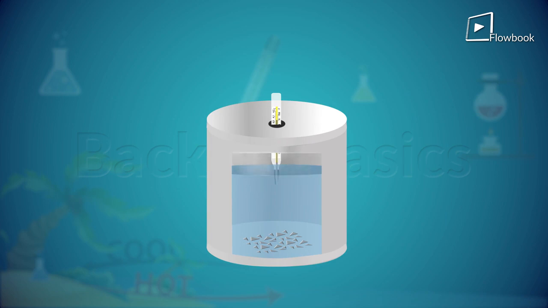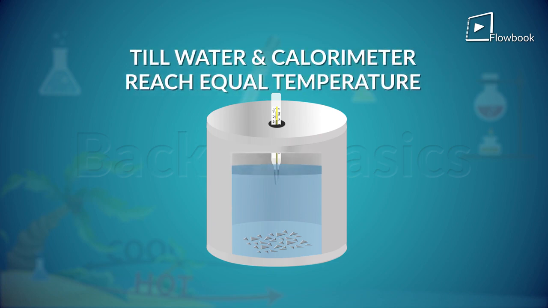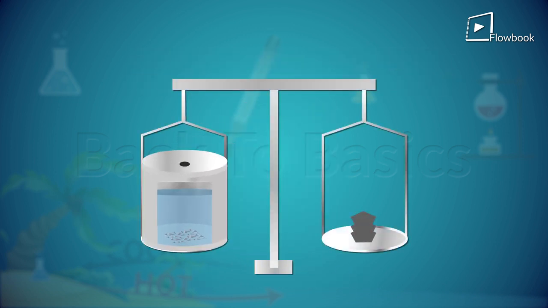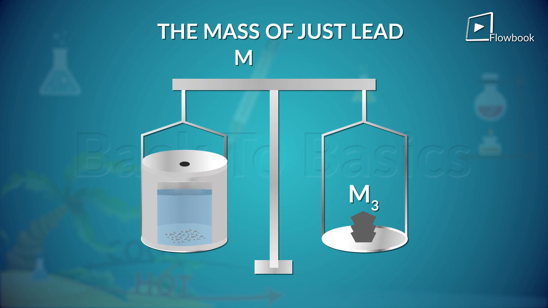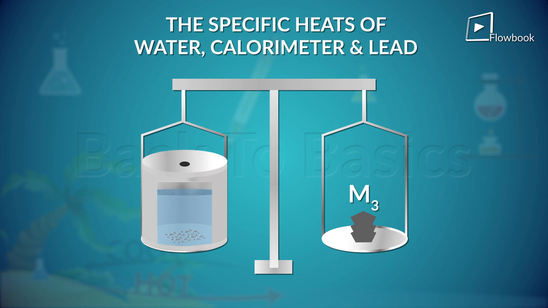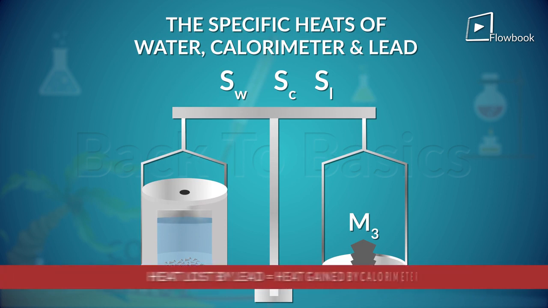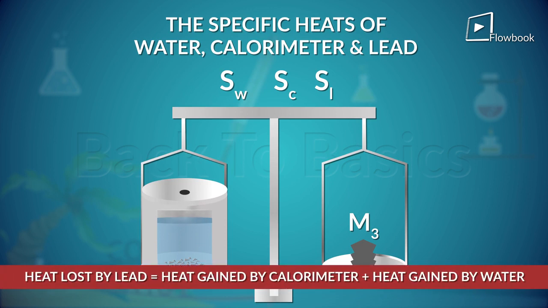This lead now starts giving out heat energy to the water and the calorimeter till they reach an equal temperature. This is T3. We now take the mass of the calorimeter with the water and the lead in it. This would be M3. So the mass of just the lead would be M3 minus M2. Finally, the specific heats of water, calorimeter and the lead would be SW, SC and SL. And the heat that the lead gave off will be equal to the heat gained by the calorimeter plus the heat gained by the water.